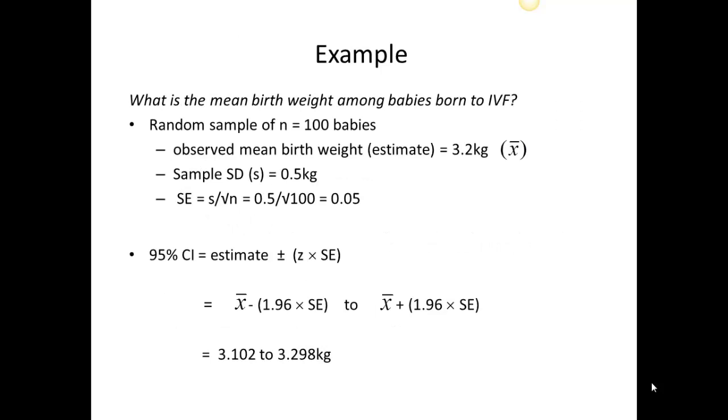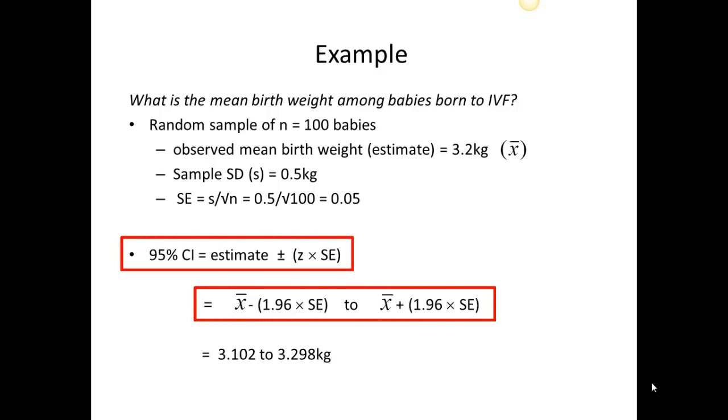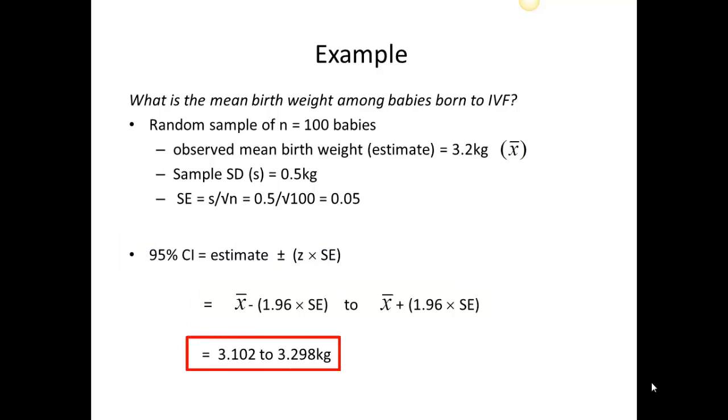We want to know the mean birth weight in a population of babies conceived from IVF. We've got a random sample of 100 babies. The sample standard deviation is half a kilogram. A 95% confidence interval can then be calculated using the basic equation for a confidence interval just shown. And we get a 95% confidence interval of 3.1 to 3.298.